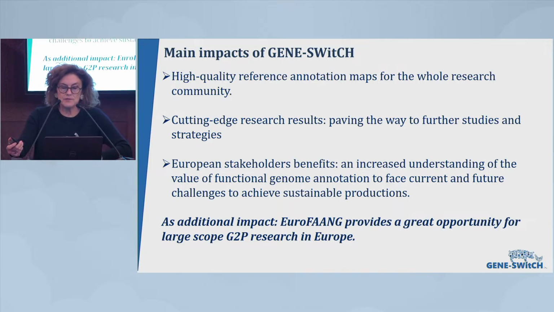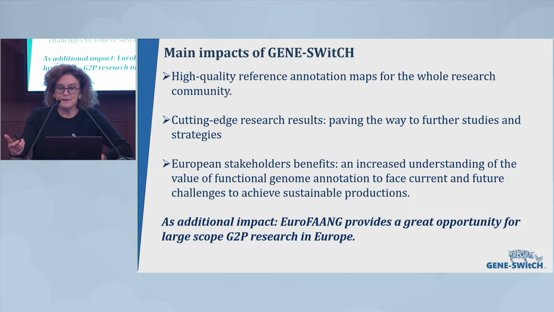Overall, the main impacts of GENE-SWitCH are what we promised at the beginning of the project. It's high-quality reference annotation maps for the whole research community, which I think has been achieved, in my opinion. Cutting-edge research results, paving the way to further studies and strategies. And even here, I think that we did our job. And ensure European stakeholder benefits with an increased understanding of the value of functional genome annotations to face current and future challenges to achieve sustainable production. And I think also in this case, we have more or less done the job.